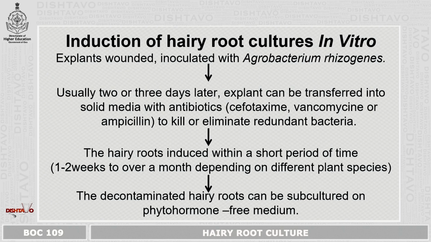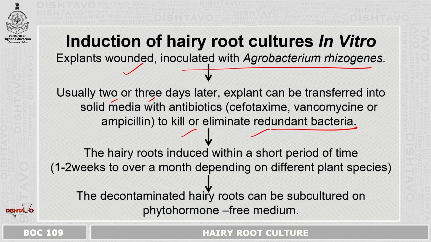This slide, students, shows you induction of hairy root cultures in vitro in laboratory conditions. Explants are wounded, inoculated with this bacteria, Agrobacterium rhizogenes, and usually 2 to 3 days later, the explants are transferred onto solid media with antibiotics. Now, why antibiotics are added, students, is to kill or eliminate the redundant bacteria which we don't want to grow. Okay. Now, the hairy roots usually are induced within a short period of time.